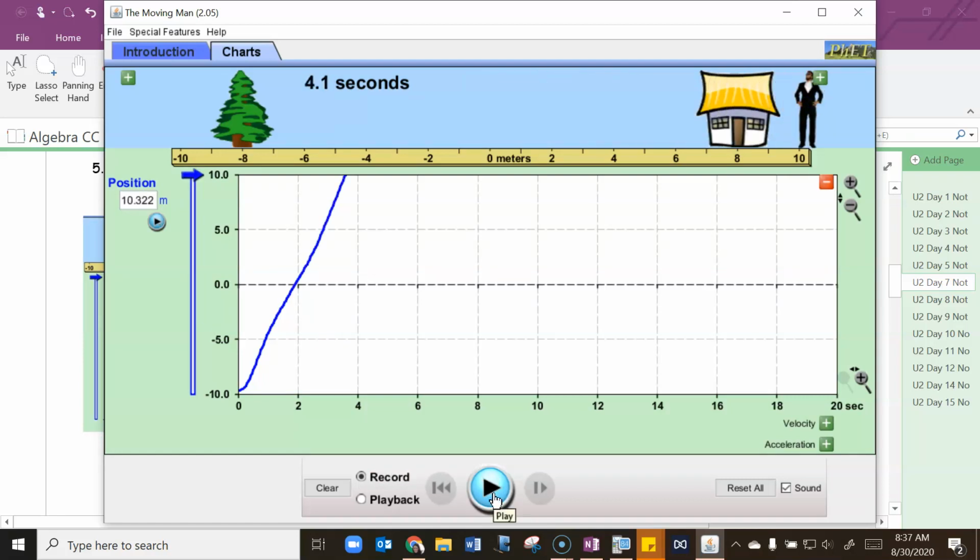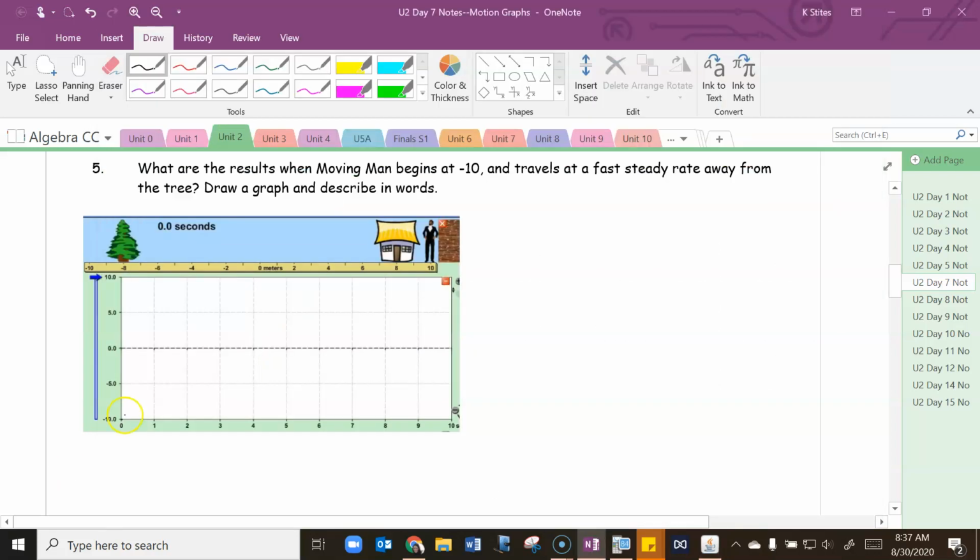And what you should notice is our line is much steeper when I moved him quickly. However, it's still a straight line. And again, that straight line represents that we were moving at a constant rate. Okay, again, he was going the same speed the whole time. All right, but this is much steeper.